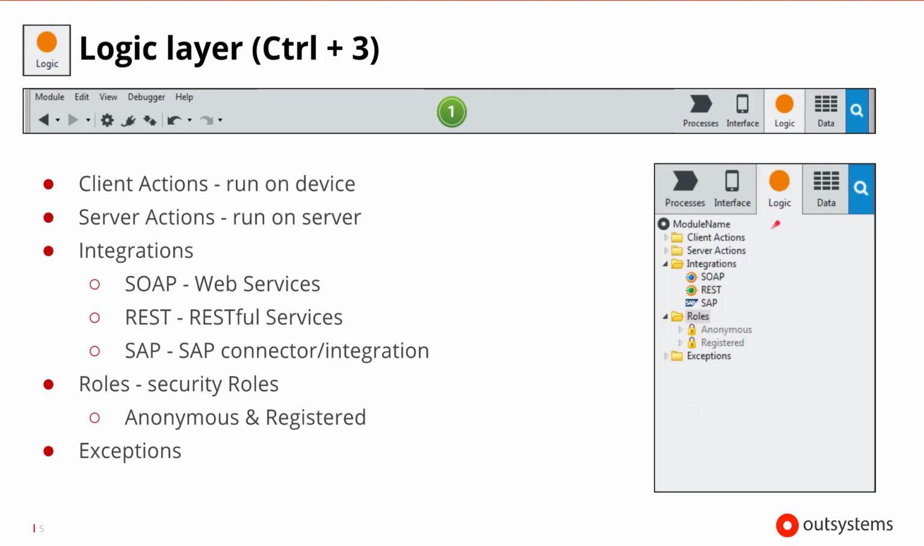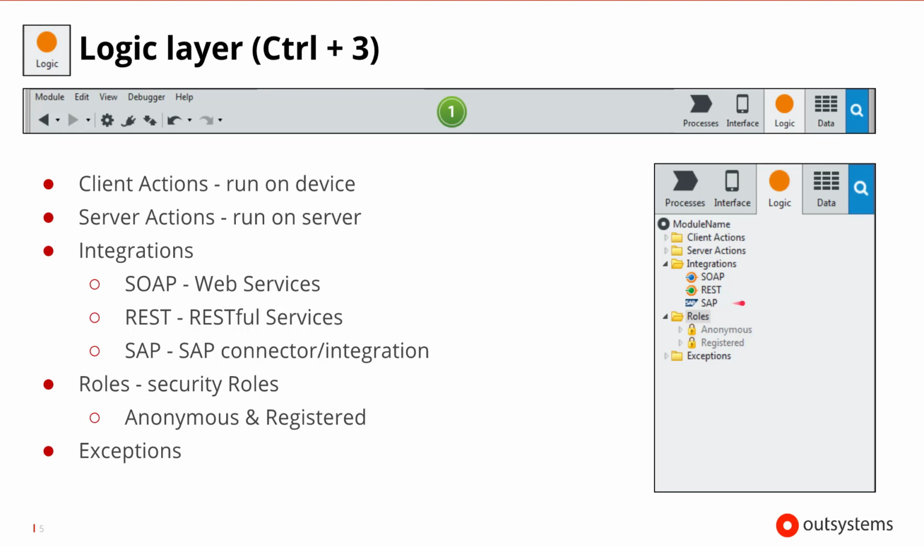When we move to the third layer, we have the logic of the application. In this case, it's the individual logic that will run on the server or on the client. Client actions run on mobile devices, and server actions will actually run on the server. We also have logic that is integrated between systems, and that includes things like web services, RESTful services, and connectors to enterprise systems like SAP.